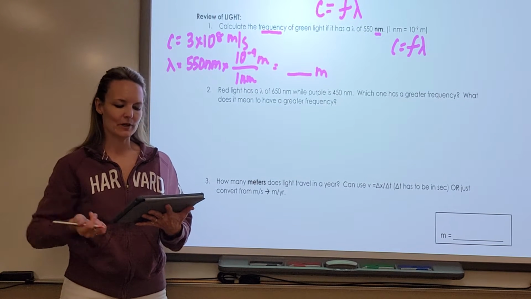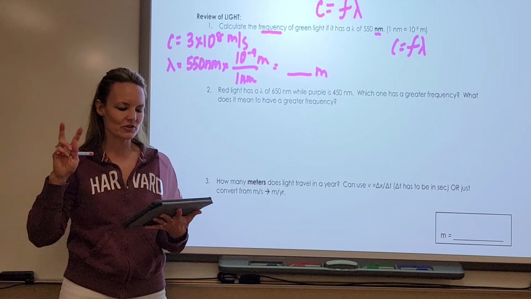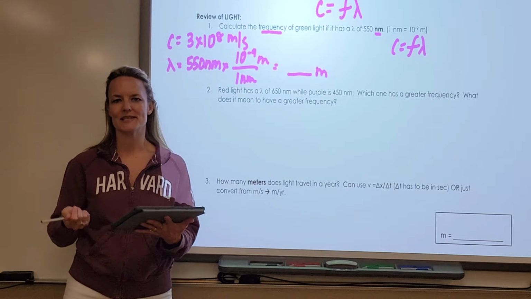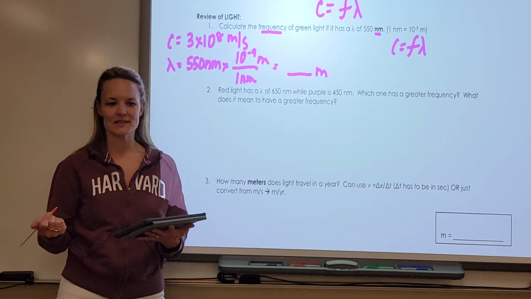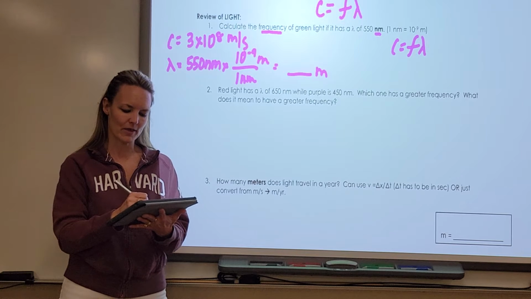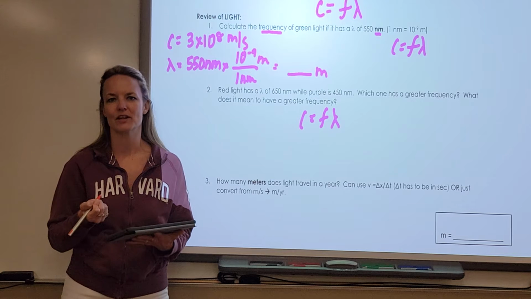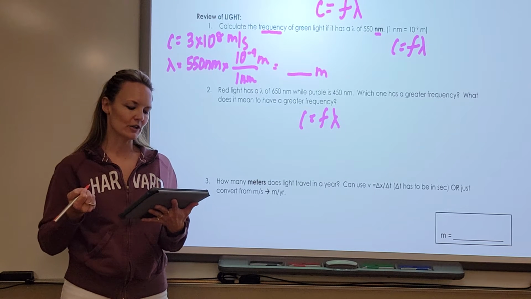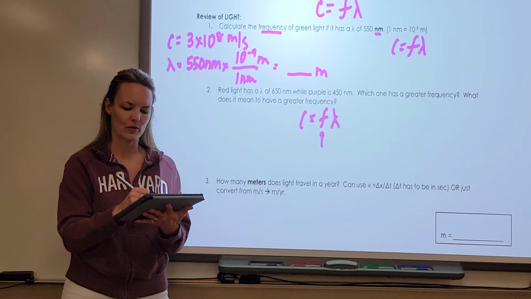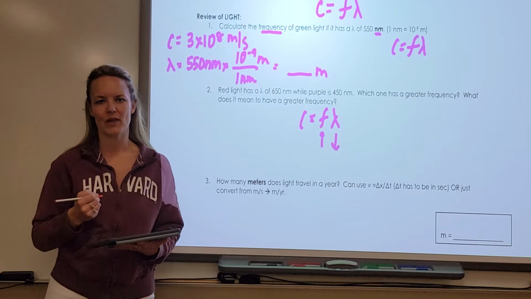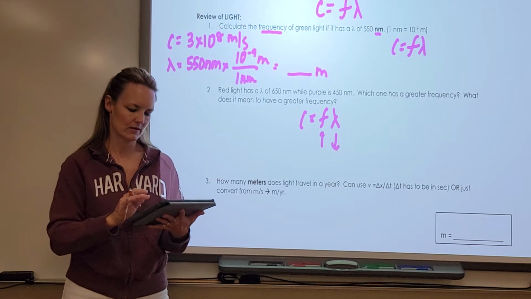Number 2, same idea. You're going to look at your two wavelengths and you're going to predict which one has a greater frequency. A quick reminder with your equation, frequency and wavelength have an inverse relationship. So if you are looking for a higher frequency, you are looking for the one with a lower wavelength.